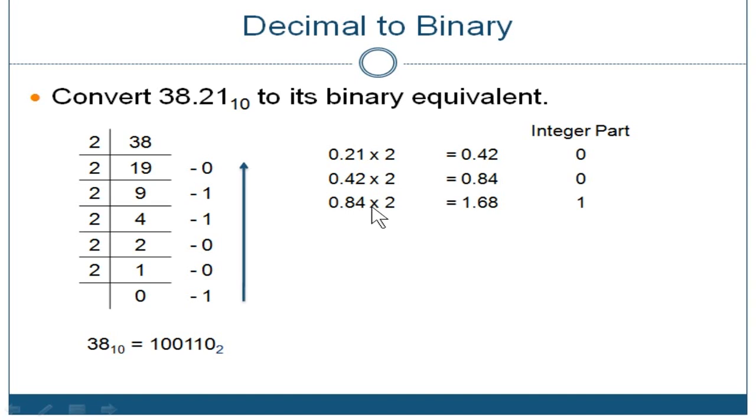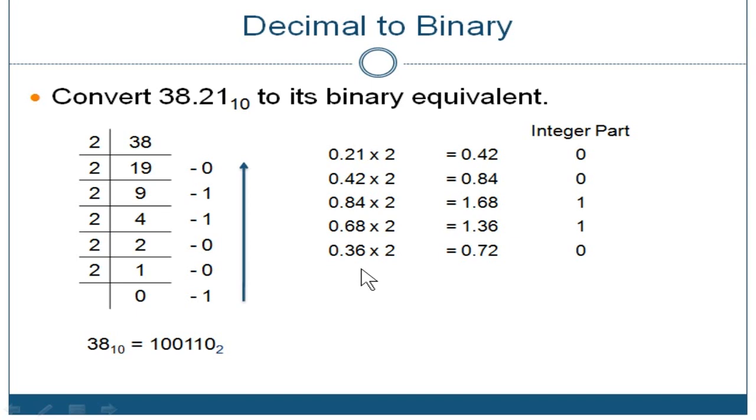So 0.84 times 2 is 1.68. Now the integral part is 1, so that is taken away and you got 0.68. 0.68 should be multiplied by 2. So 0.68 times 2 equals 1.36. So you take the integral part away and keep it by the side. So the remaining number is 0.36. So you can see that it keeps on repeating.